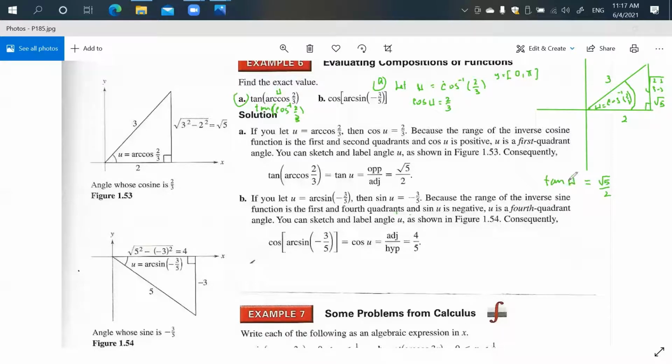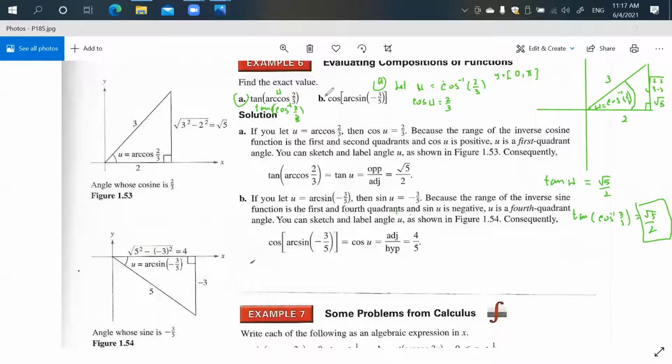Then you replace and rewrite it. So it becomes tan, and u is what? U means this one, right? So it becomes tan of arc cosine of 2 over 3 equals root 5 over 2. So this is the answer. Okay, it's easy now, right, everyone?